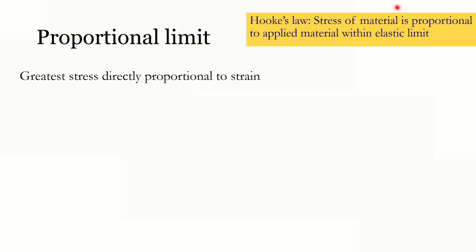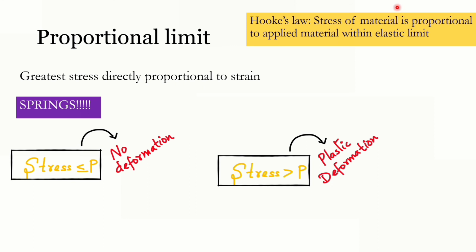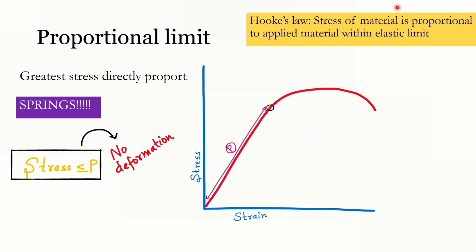So in simple terms, proportional limit is the maximum stress beyond which the material is going to be deformed. This simple philosophy works with orthodontic springs, which are used for expansion. When stress is less than or equal to the proportional limit, there is not going to be any deformation of the material. But if the stress increases beyond the proportional limit, there is going to be plastic deformation of the material. In your stress strain graph, this proportional limit is represented by the straight line portion of the graph, gradually increasing up to the elastic limit.